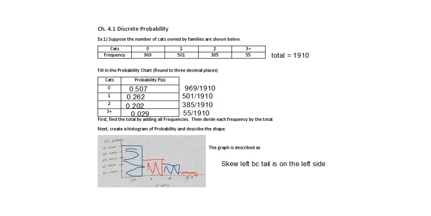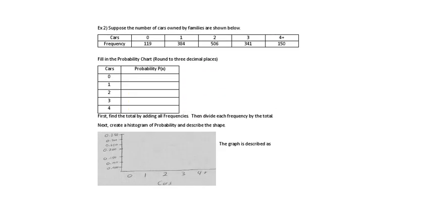All right, let's do another one. So these are the number of cars owned by families. So the number one step is to find the total. We need the total before we can do anything else. And if you sit here and you add it up, the total is going to equal 1,500.